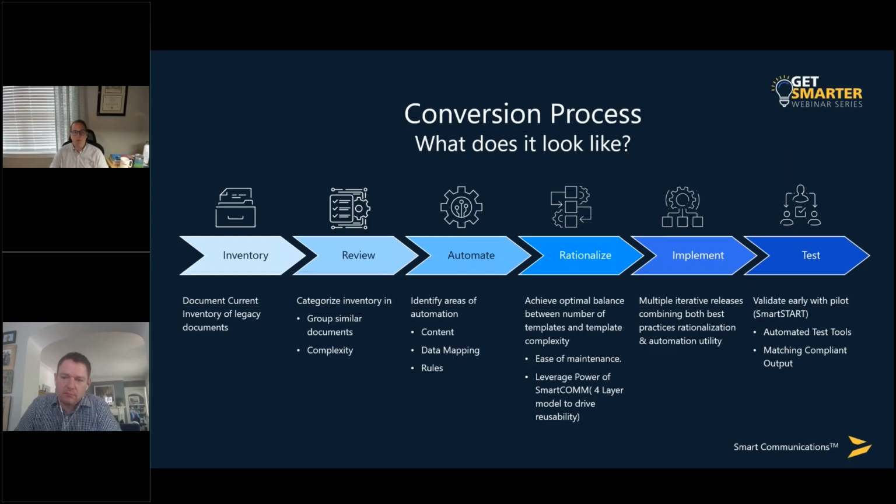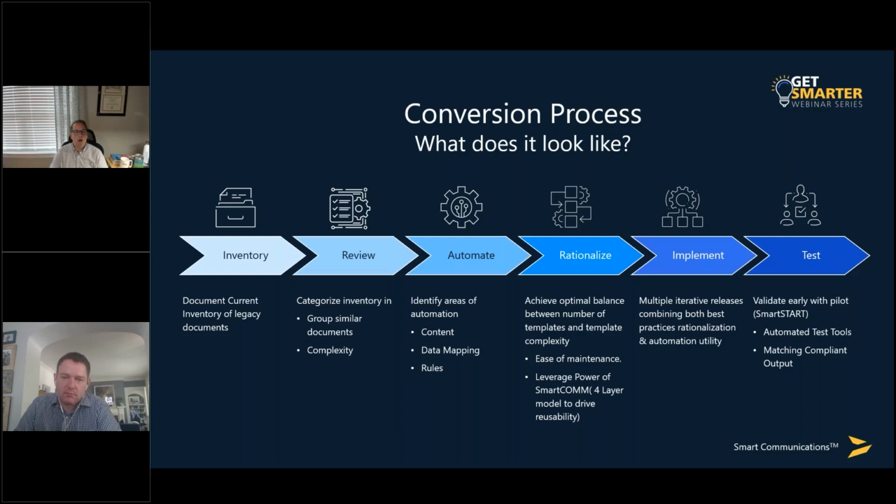Automation is a big part of this as well. It helps you get over that inertia. So you want to identify areas that you're capable of migrating or automating. So that might be the content itself, so the words on the page. It might be mapping of data. So what does your source data look like? Oh, you're going into an XSD or a JSON in SmartCOMM. How do you map that?